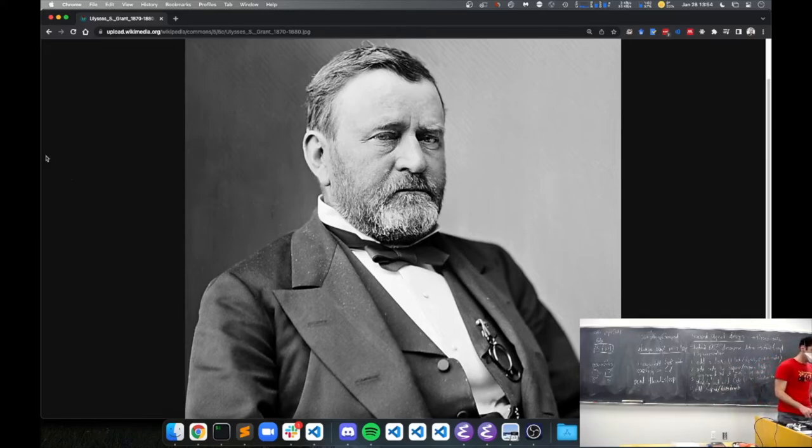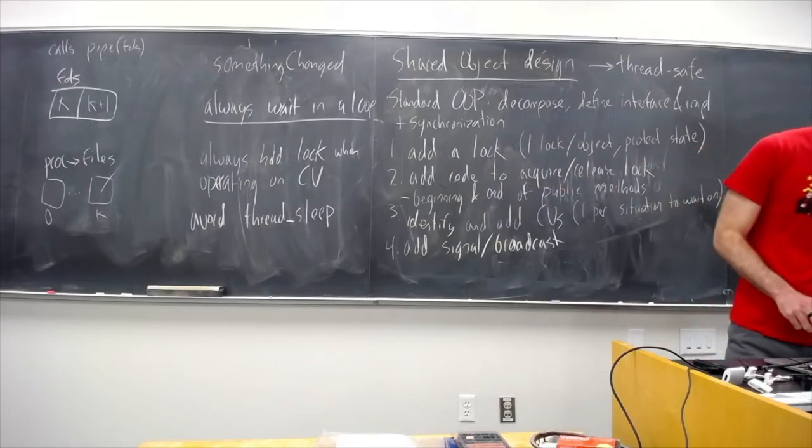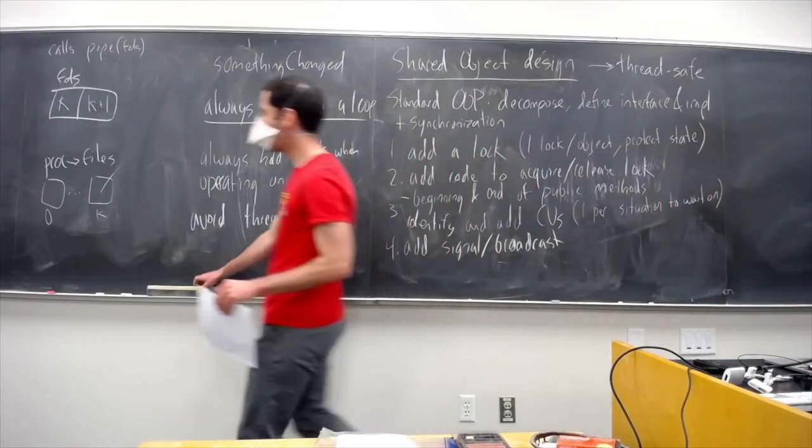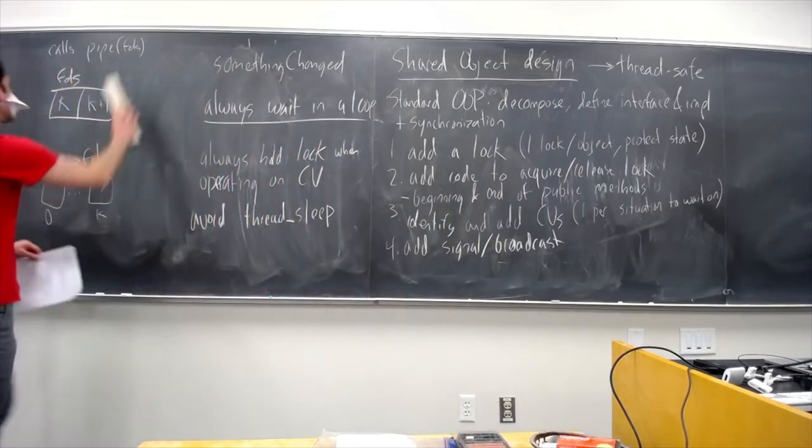All right, back to concurrency. So, our lock is a bottleneck. What do we do?